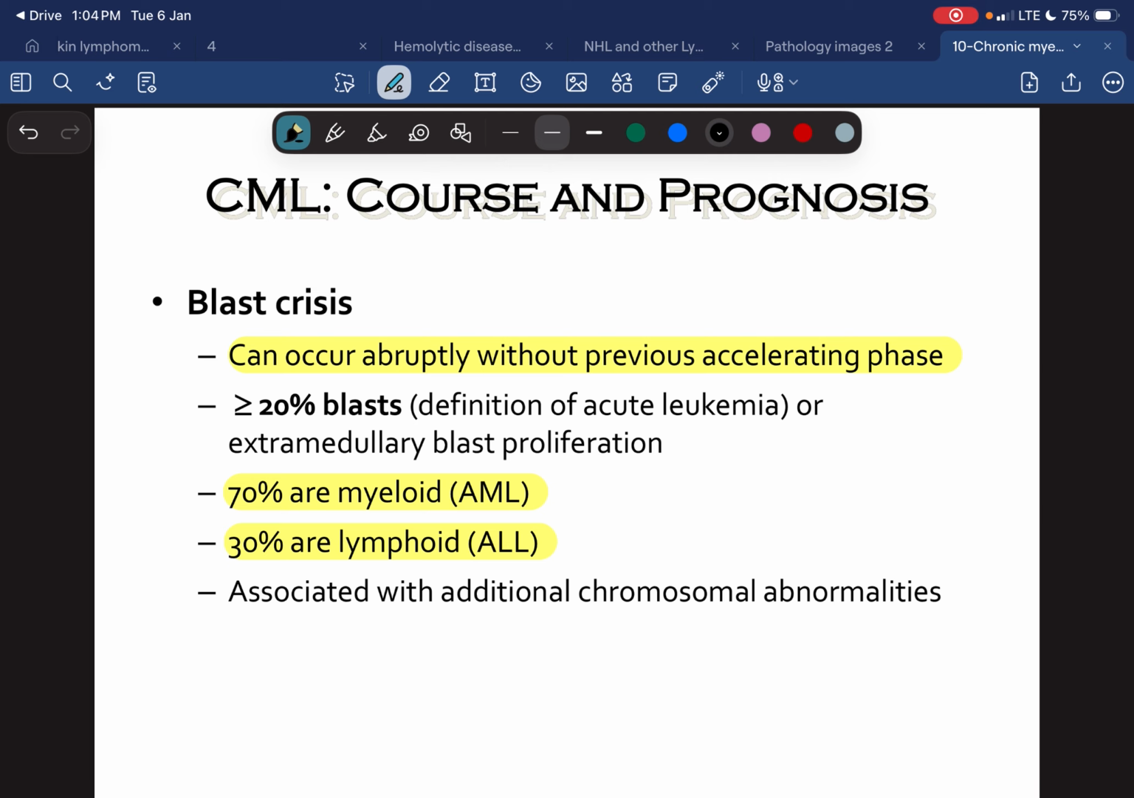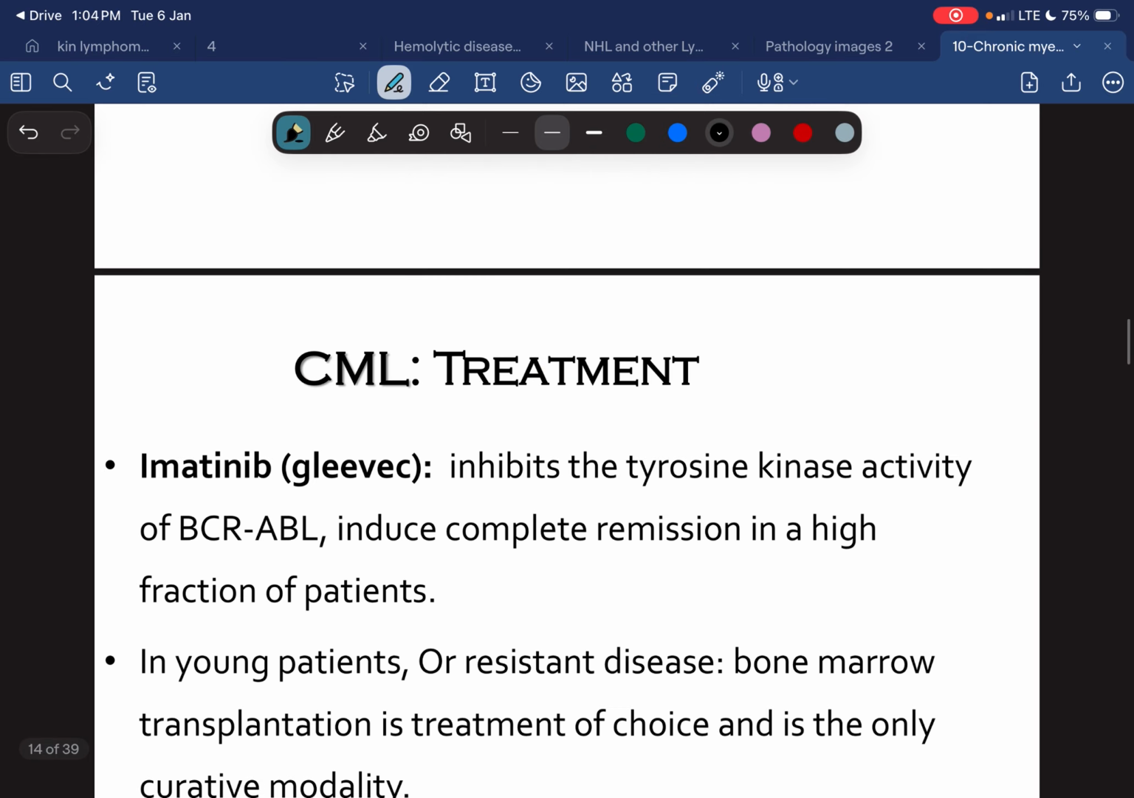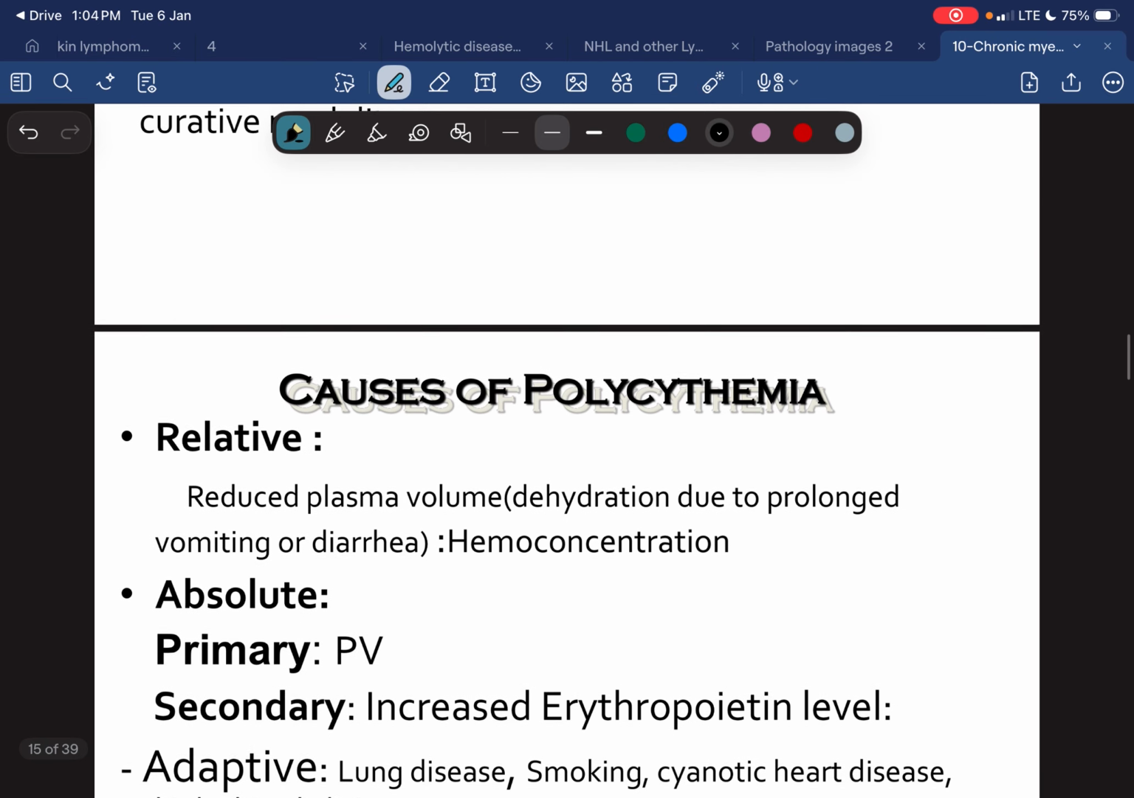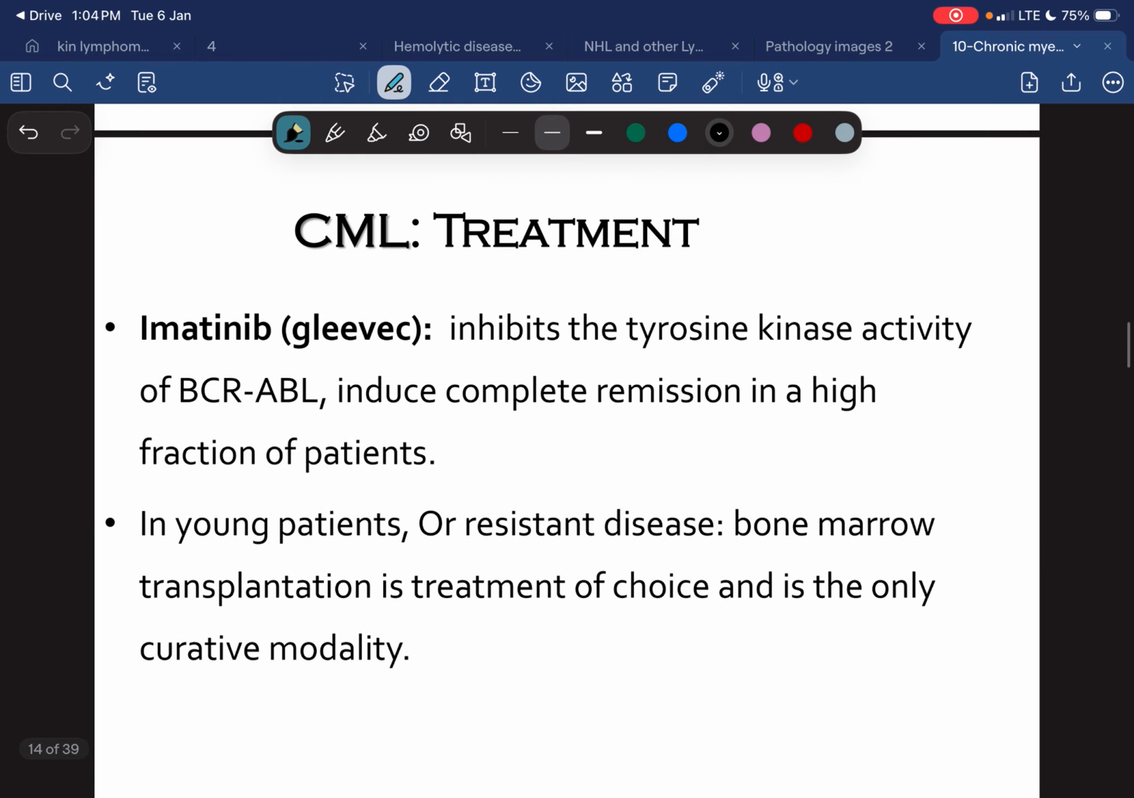Now we have targeted therapy used for patients with CML, which is imatinib. Imatinib or Gleevec is a tyrosine kinase inhibitor inhibiting the hybrid protein BCR-ABL and inducing complete remission. Another modality of treatment in young patients or resistant cases is a bone marrow transplant.